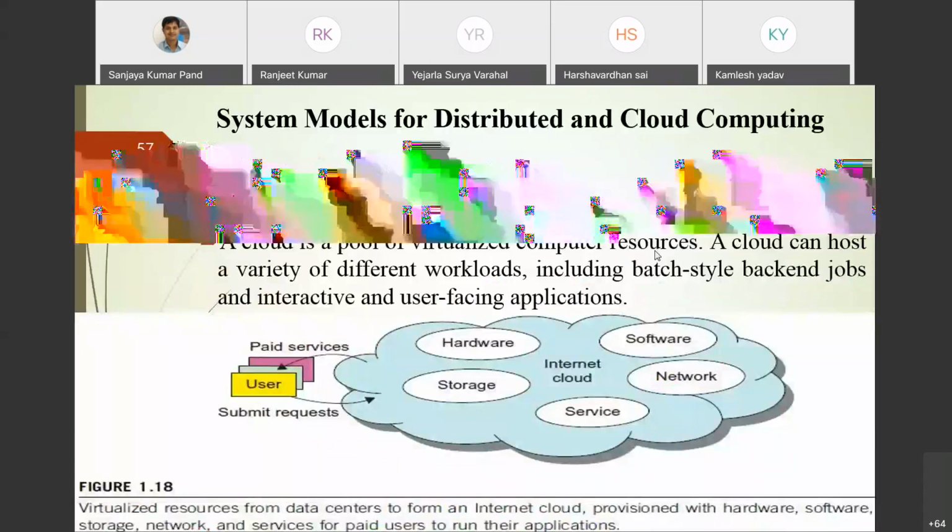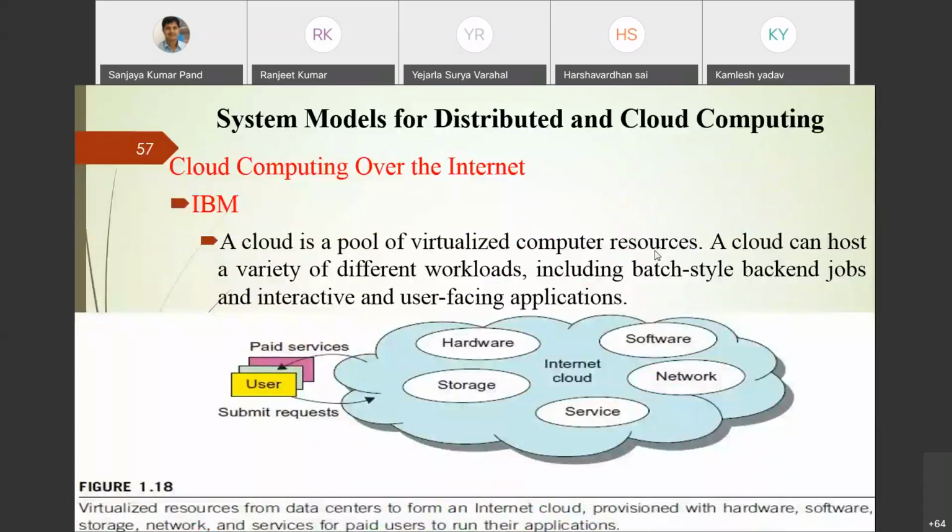The definition provided by IBM with respect to cloud is a pool of virtualized computer resources. If you go to a particular data center, from the data center you are providing, there the physical computer resources are provided in the virtualized form. Cloud can host a variety of different workloads, including batch-style backend jobs or interactive and user-facing applications.